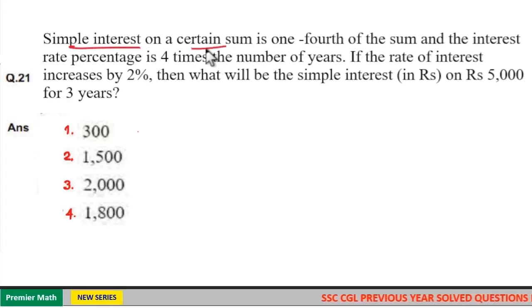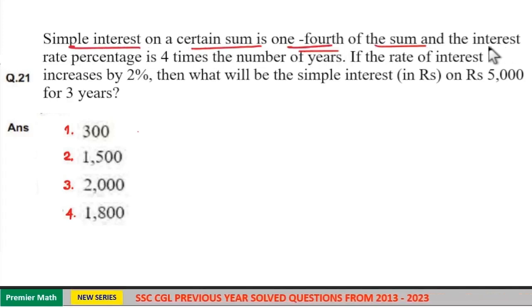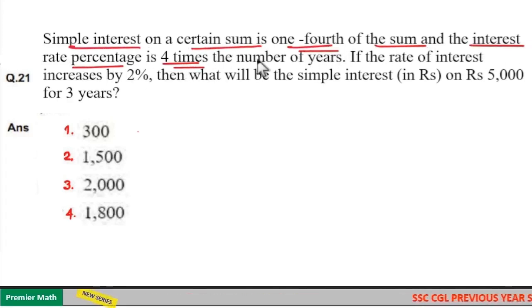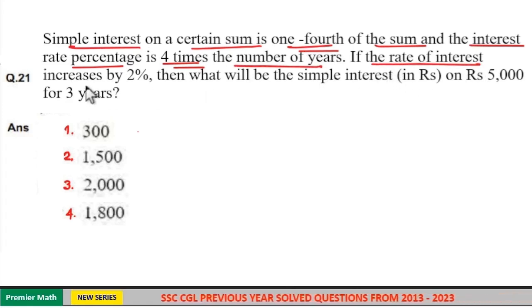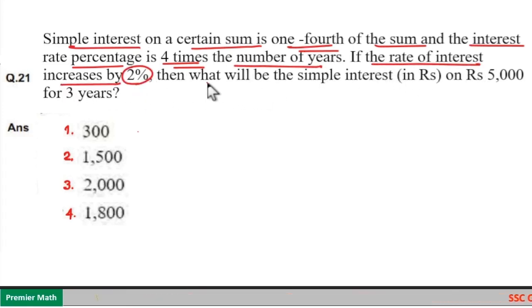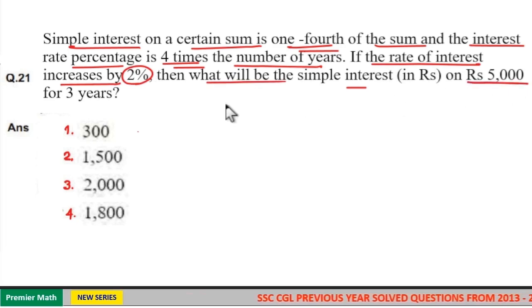Simple interest on a certain sum is 1/4 of the sum and interest rate percentage is 4 times the number of years. If the rate of interest increases by 2%, then what will be the simple interest on rupees 5,000 for 3 years?